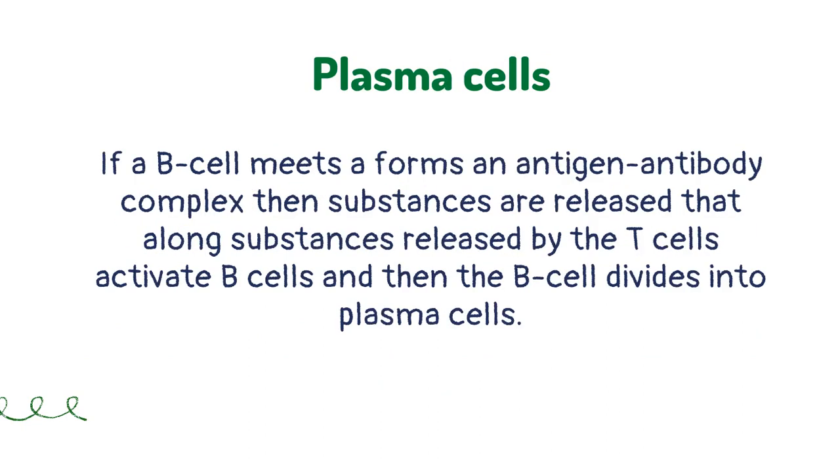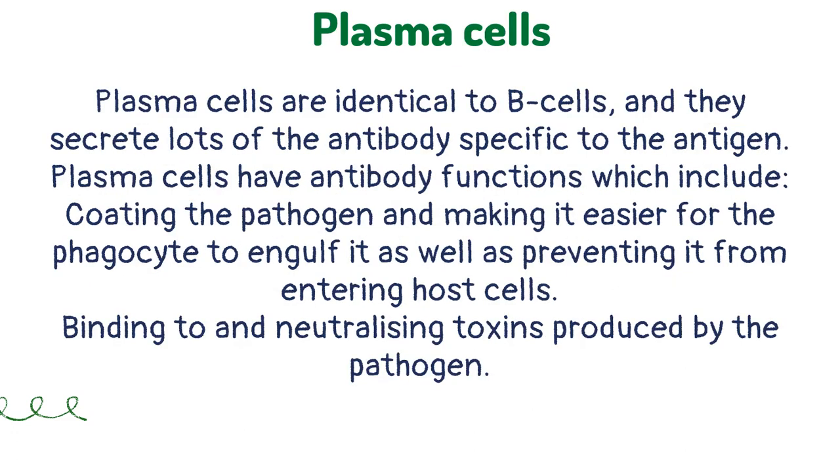If a B cell meets and forms an antigen-antibody complex, then substances are released that, along with substances released by the T cells, activate the B cell, and then the B cell divides into plasma cells. Plasma cells are identical to B cells, and they secrete lots of the antibody specific to the antigen. Antibody functions include coating the pathogen and making it easier for the phagocyte to engulf it, as well as preventing it from entering host cells, and binding to and neutralizing toxins produced by the pathogen.